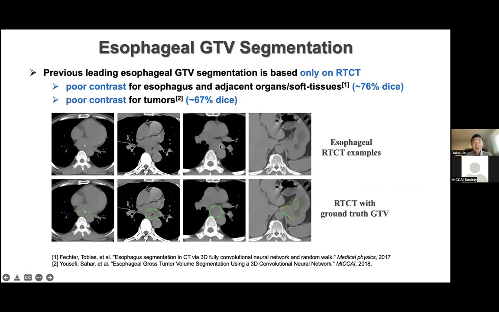For the tumor or GTV segmentation for esophageal cancer, we see some examples listed here. The CTs in radiotherapy, we refer to as RT-CT or planning CT. This CT often does not have contrast. We see that without contrast, the tumor boundaries are not easy to differentiate in these RT-CT images. That's why the previous works on even esophagus segmentation or esophageal tumor segmentation do not have very high performance.